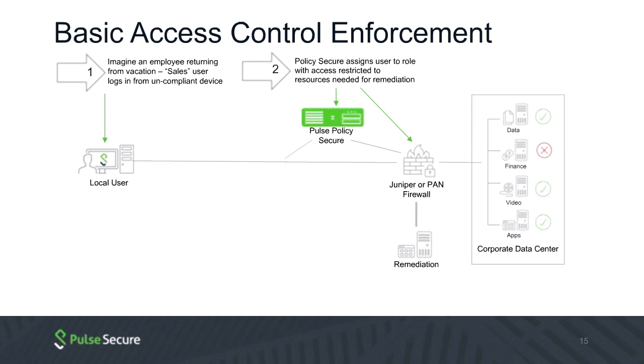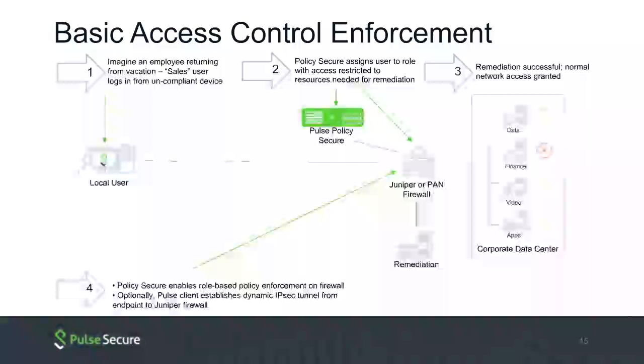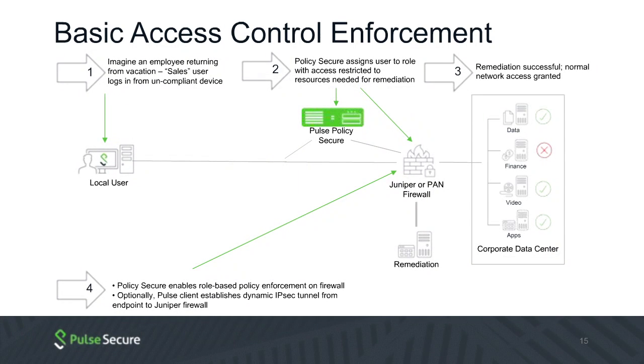Policy Secure can detect that the user is uncompliant and assign me to a role with my access restricted so that I can only reach the resources that are required for remediation, and I can't get to protected or critical resources. Once I solve whatever the problem is, update my antivirus, run a scan, run the patch updates, then Policy Secure will reassign my policies so that I now have access to the normal resources for an authorized and compliant user.